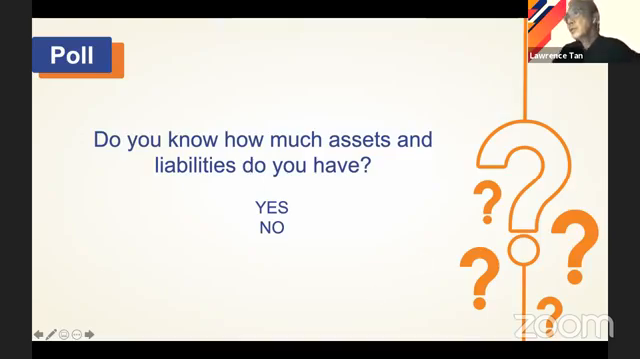Okay, I'm seeing some results coming in. Oh, interesting. Okay, 67% says yes, 33% said no. Well, it's good to hear the positive. So 2/3 of those polled know how much assets and liabilities they have, which is a good sign, right? 33% still don't know, or maybe they don't know how. This is where this evening's discussion will surely help, right?